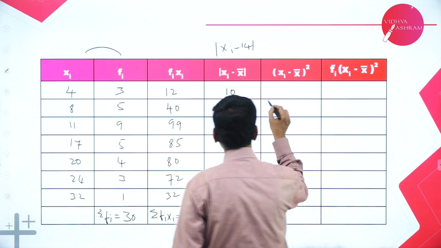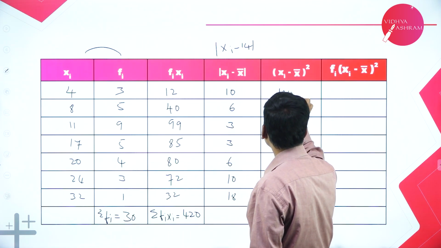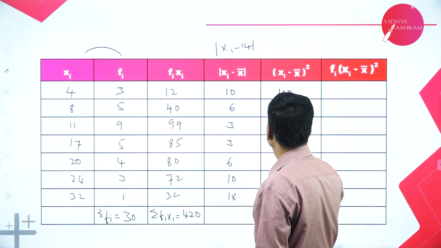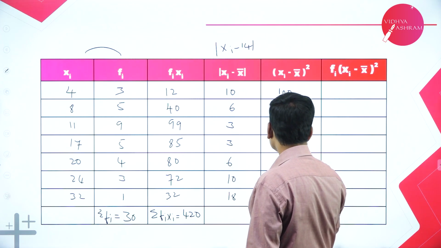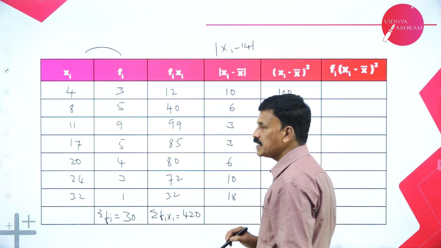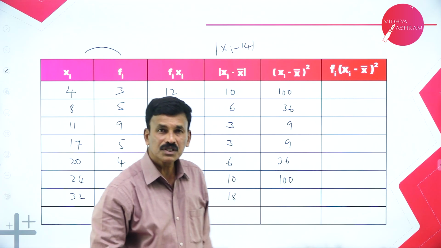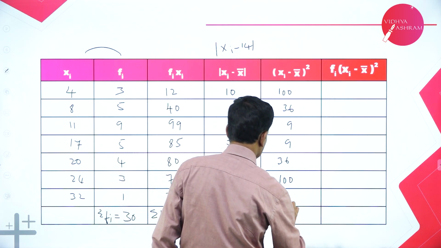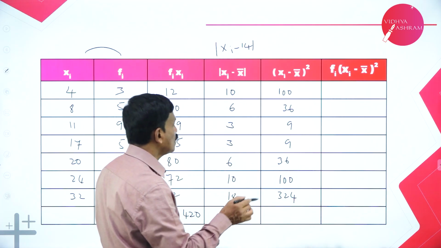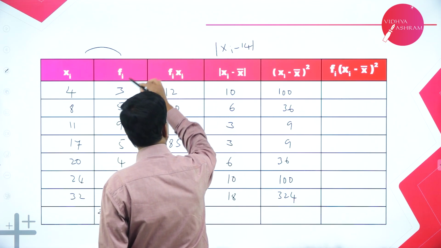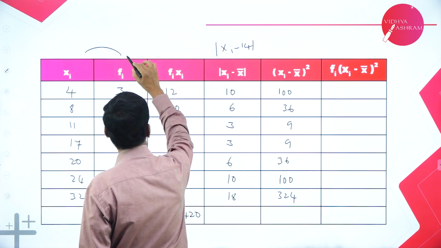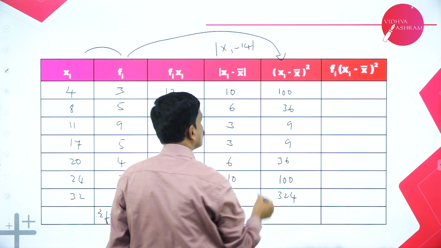Right. And square this, mod of xi minus x bar whole square. So if you square this, 10 square is 100, 6 square is 36, 3 square is 9, 6 square is 36, 100 and 18 square, 18 into 18, 324. Right. Now multiply these two.